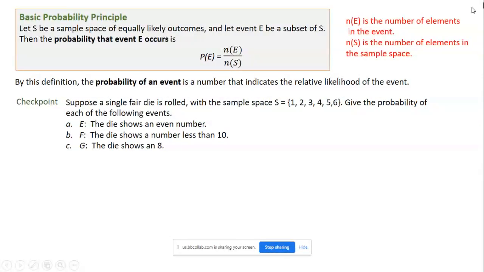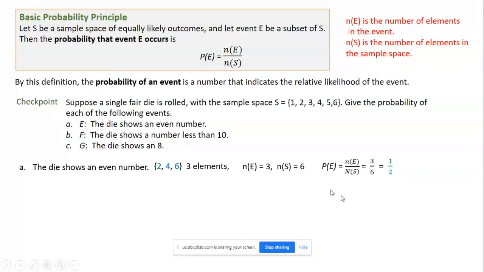So if we look at part A, the die shows an even number. We did this already. We found out how many elements are in an even number, and those are the 2, 4, and 6. So that's my event, that's my numerator. The denominator is my sample space. My sample space is 1, 2, 3, 4, 5, 6, which is 6. So the way we would write this for A, an even number: we have three elements, and our sample space is 6. So the probability of this event is 3 over 6, which is 1/2.